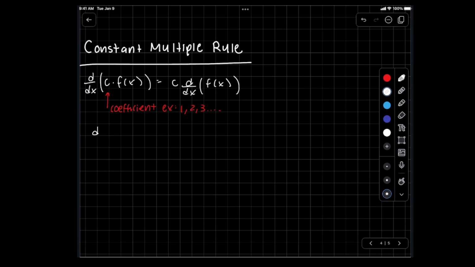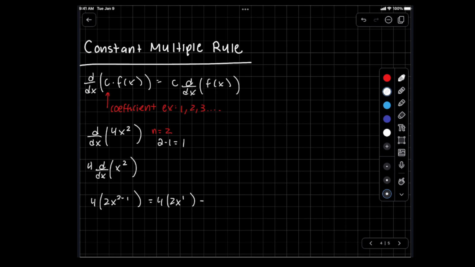So let's do an example. 4x squared. Now in this situation, we still need to use the power rule. The power rule is always going to apply when you're doing polynomials. So we still have our n equals 2. And to simplify this, we can pull this 4 out. That looks a little better. 4 times d over dx of x squared. So now our n still equals 2. 2 minus 1, 1. So we have 4 times 2x to the 2 minus 1.